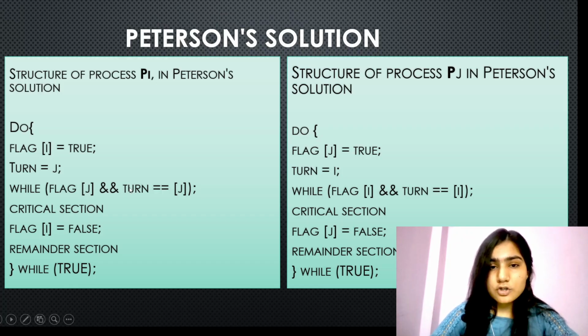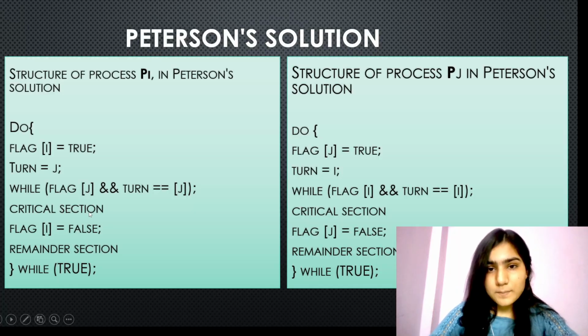Now what if this while loop has a condition true? We can see here that there is a semicolon, which means that this while loop ends here. If the condition becomes true, then we keep looping infinitely in this loop. That is why we need a false condition.